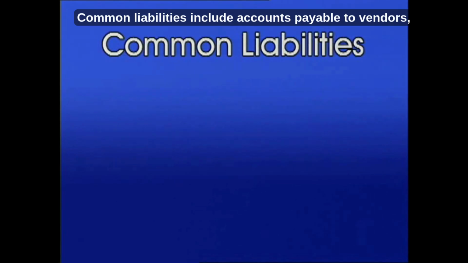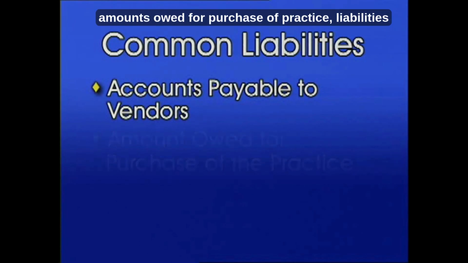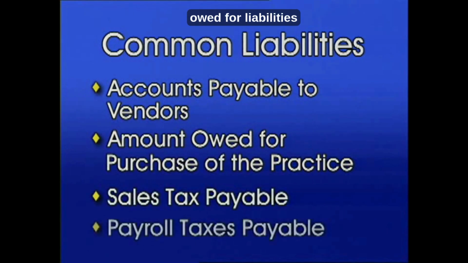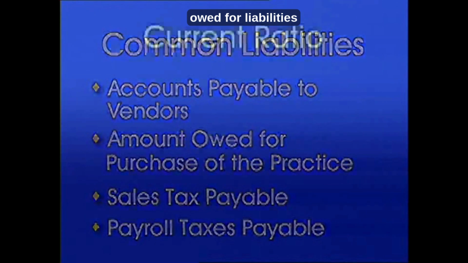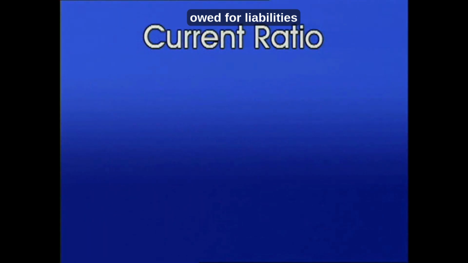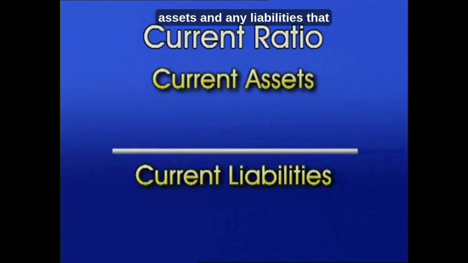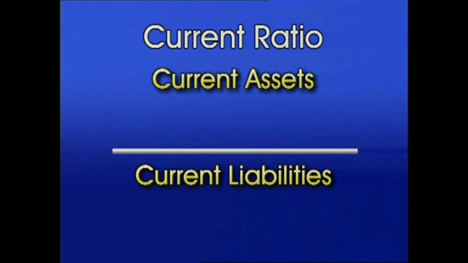Common liabilities include accounts payable to vendors, amounts owed for the purchase of the practice, sales tax payable, and payroll taxes payable. One way to evaluate your assets and liabilities together is by calculating the current ratio. This ratio is a test for solvency and is calculated by dividing current assets by current liabilities.